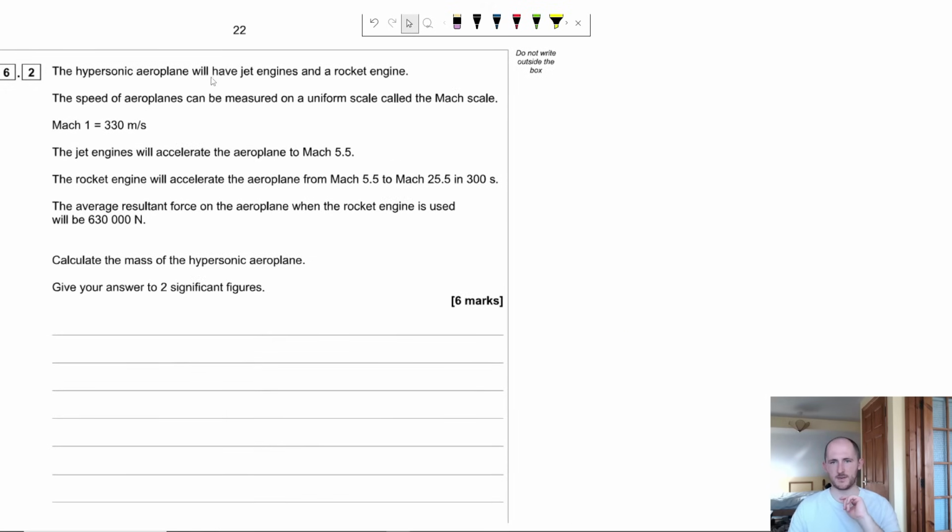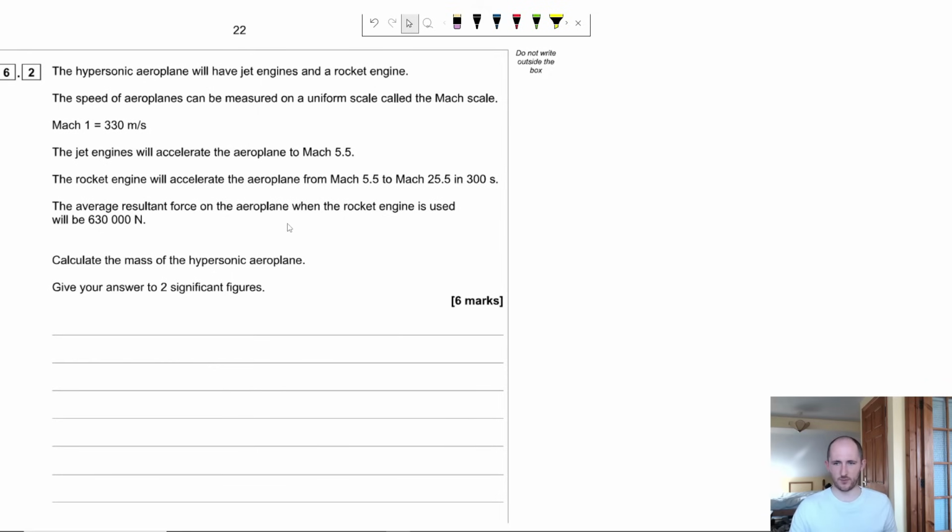Here we go. So we have a hypersonic aeroplane that has jet engines and a rocket engine. I've read the marks. So we have 6 marks in total. Now the speed of airplanes tends to be used as the Mach scale, and it literally is just how many times the speed of sound you're going. So Mach 1 is the speed of sound, Mach 2 is twice the speed of sound, and so on. The jet engines will accelerate the airplane to Mach 5.5. The rocket engine will go from Mach 5.5 to 25.5 in 300 seconds.